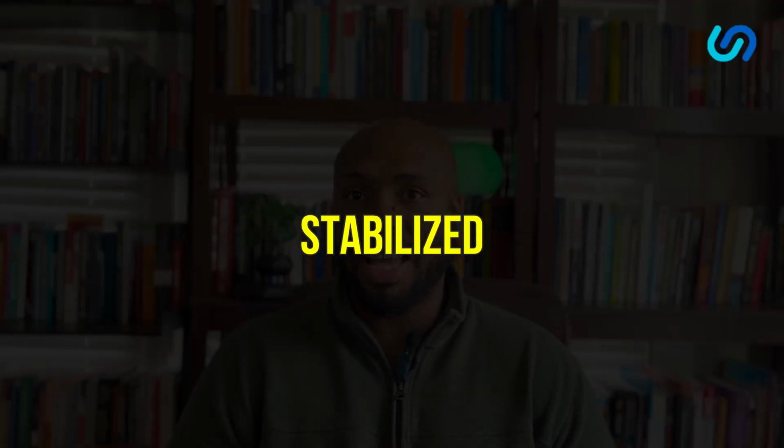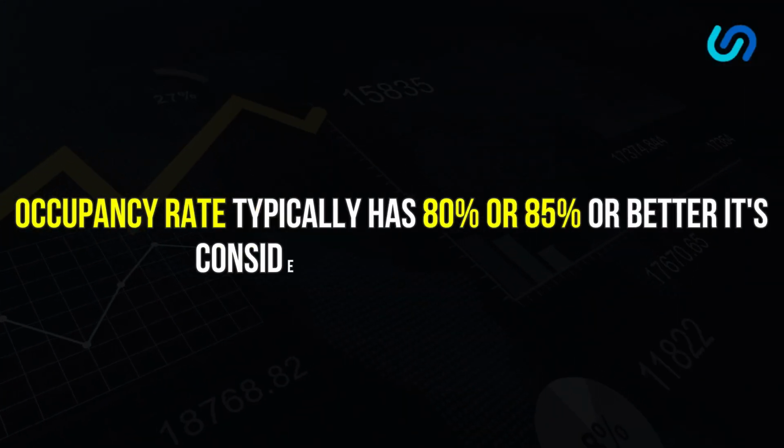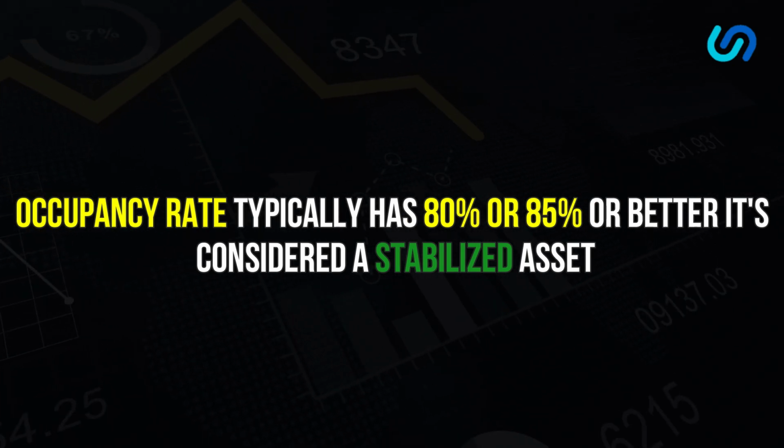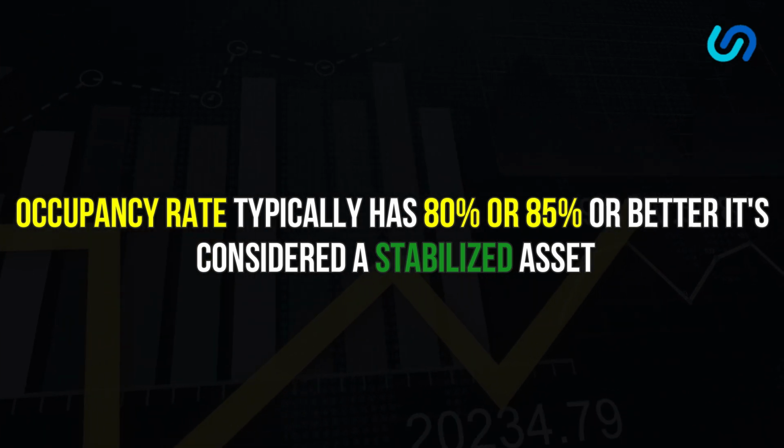The next one is something considered stabilized. And so a stabilized asset just means that from a lender's perspective, it is more of a consistent asset, has less risk. And a lot of times this has to do with the occupancy rate. So a large factor of whether an asset is stable or not is its occupancy rate. If the occupancy rate is typically 80% or 85% or better, it is considered a stabilized asset.